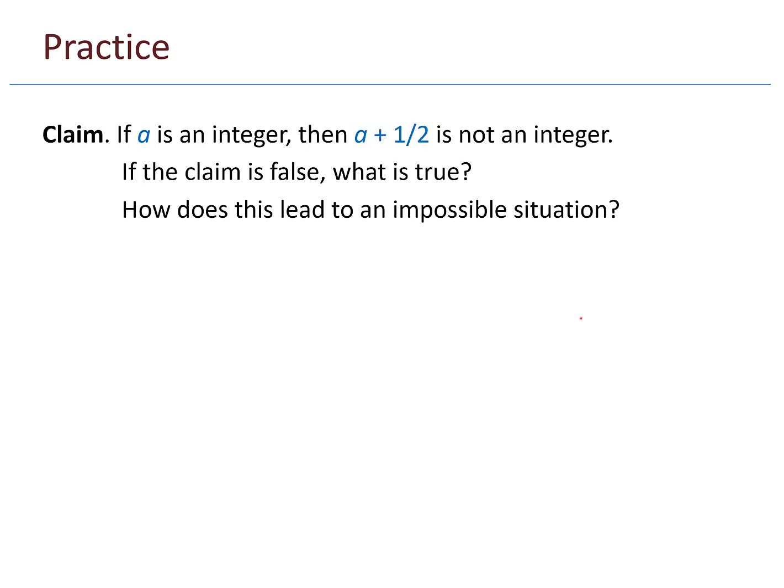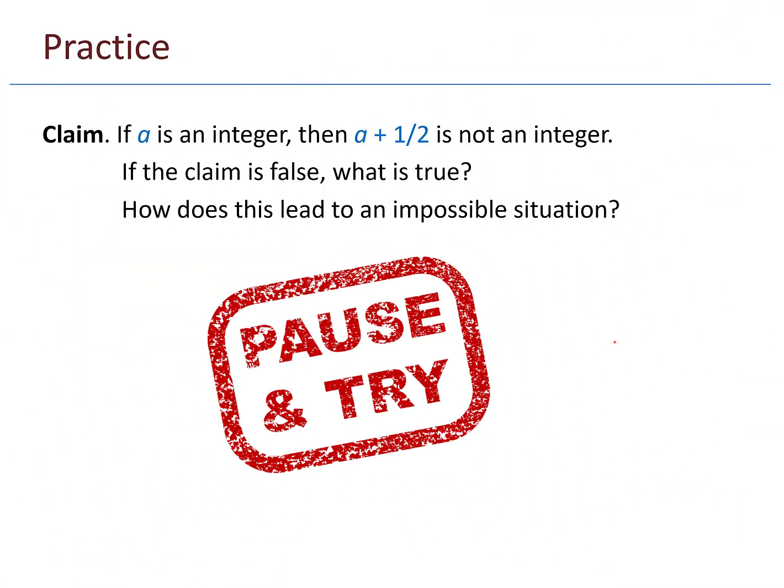Here's a problem for you to practice. Here's our claim. If a is an integer, then a plus 1/2 is not an integer. That seems like a very reasonable statement to make, right? Well, if the claim is false, then what is true? What will be your assumption at the beginning of the proof? And how does this lead to an impossible situation? Pause the video, work out your solution, and then start again when you are ready to check your work.